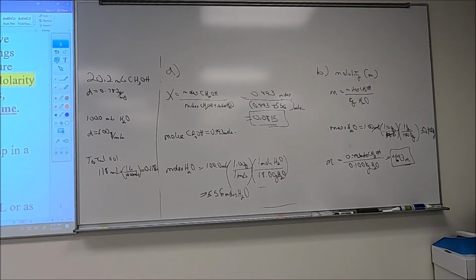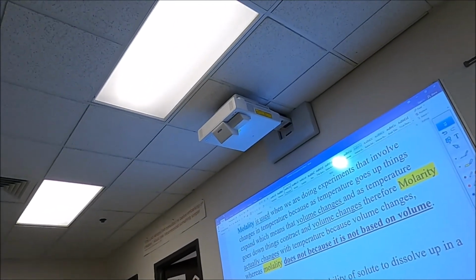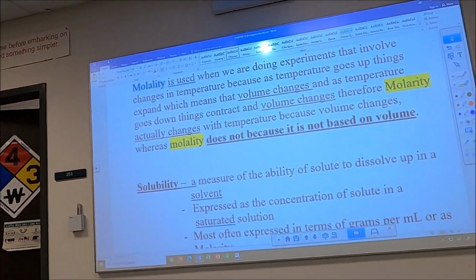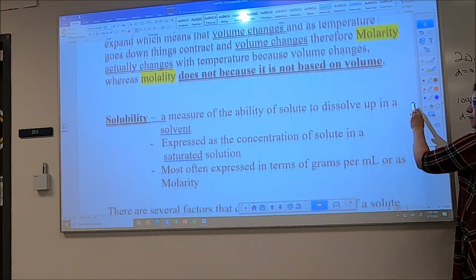All right, now back to our notes. Now, molality is used when we're doing experiments that involve temperature change, because remember, as temperature changes, like I said earlier, things expand and contract, and the molarity changes with temperature, whereas molality doesn't. So when we start talking colligative properties, previews of coming attractions, we're going to run into molality.